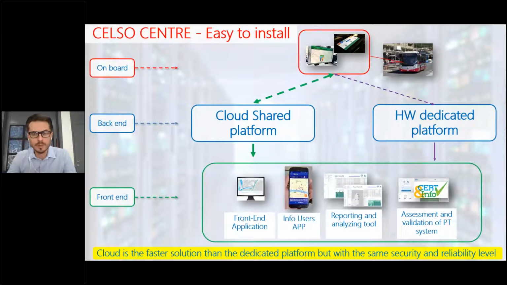CELSO is simple to implement also from the point of view of the center, because in this case we have two solutions for the implementation. The first one is to use a cloud shared platform. The second one is to use a hardware dedicated platform. Both of these solutions present the same functions, but we prefer the first one, the cloud shared platform, because in this way we have the possibility to keep the system updated and to fix potential bugs that could emerge during the system use.